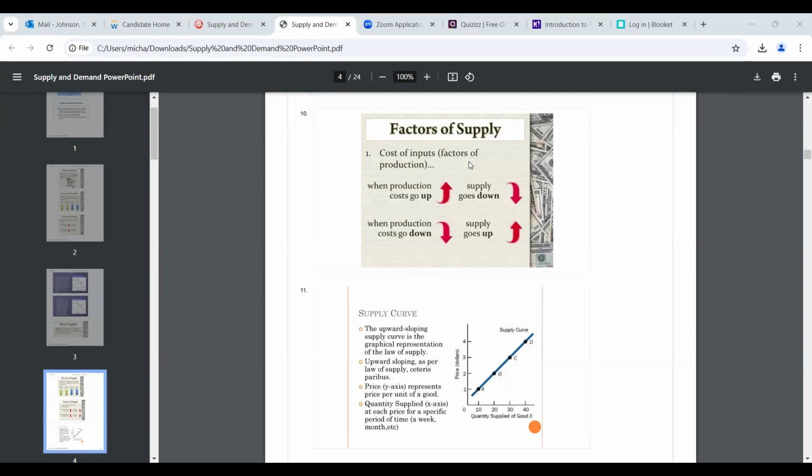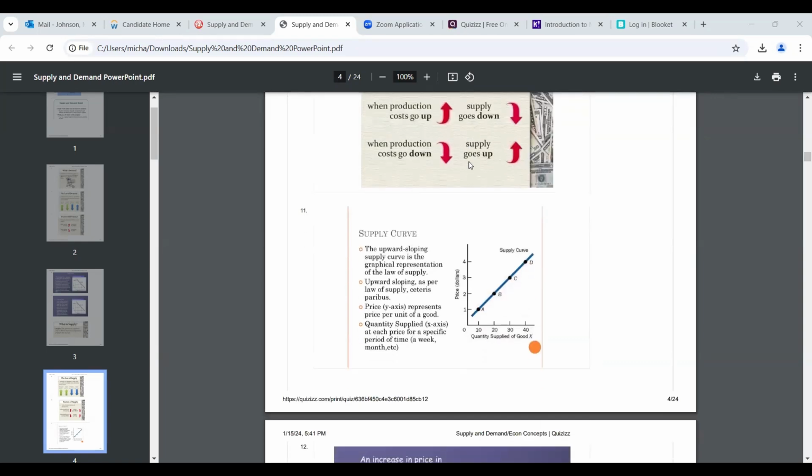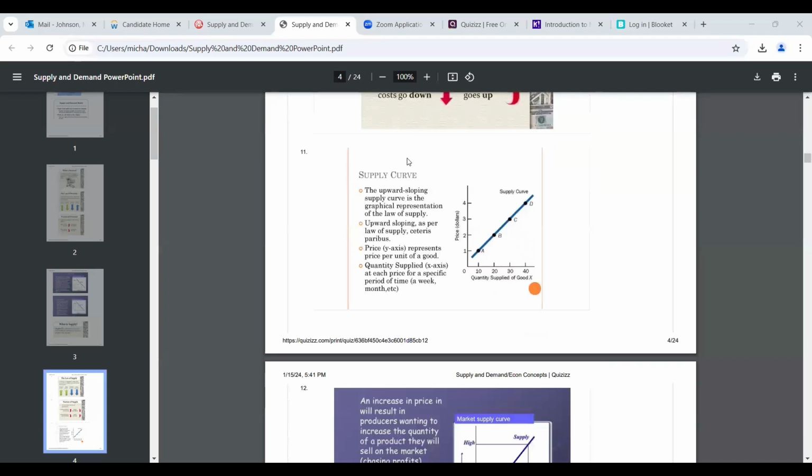That's the big benefit. If you can reduce your production costs significantly, then you can produce more. That makes sense. The upward sloping supply curve is the graphical representation of the law of supply. Upward sloping, as per the law of supply, ceteris paribus. Price, the y-axis, represents price per unit of a good. Quantity supplied, the x-axis, at each price for a specific amount of time, a week, a month, etc.